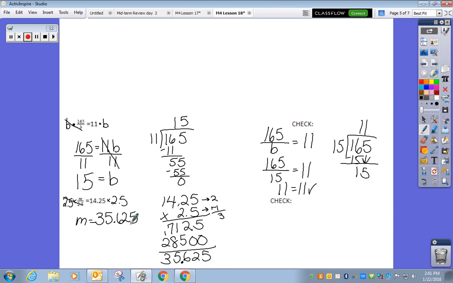Okay, so now let's see if I made any mistakes in my multiplication. So I will do the original. I'll replace.